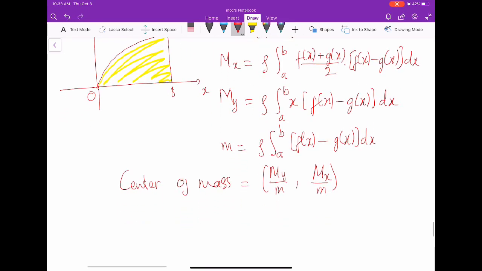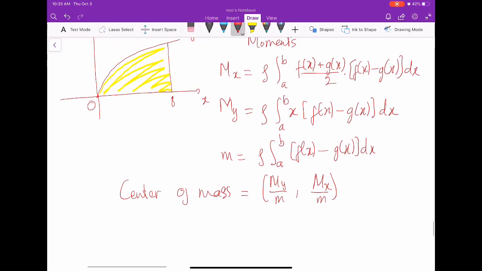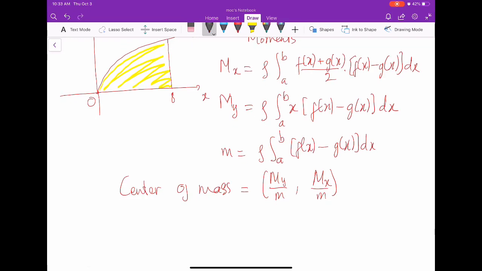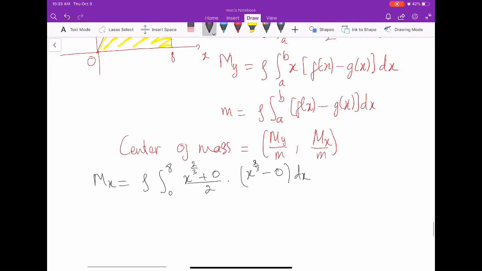All right, so let's go ahead and solve the integrals. Our integrals are from 0 to 8, right? So let's find mx. I find mx equal to rho integral from 0 to 8, where f of x is x to the 2/3, plus 0, over 2, times x to the 2/3 minus 0, okay, dx.